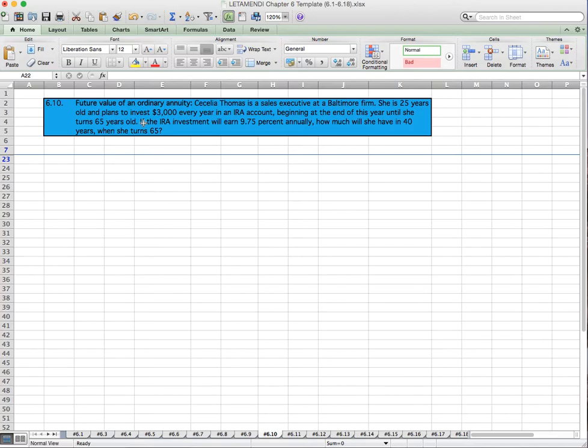Future value of an ordinary annuity. Cecilia Thomas is a sales executive at a Baltimore firm. She's 25 years old and plans to invest $3,000 every year in an IRA account at the beginning of this year until she turns 65. If the IRA investment will earn 9.75% annually, how much will she have in 40 years when she turns 65?